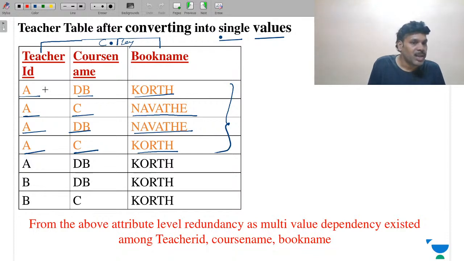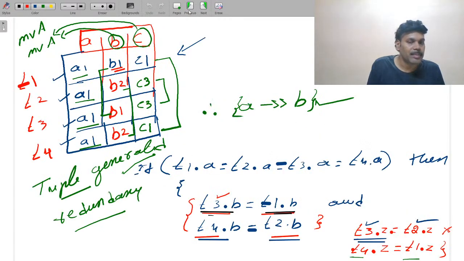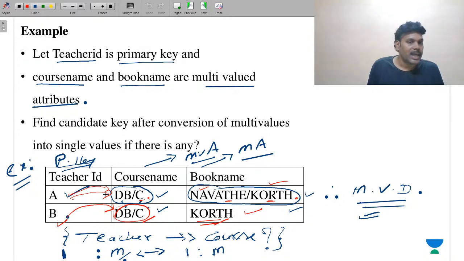A DB Korth ones, A DB Navathe ones. Please observe, let me go back. A DB Korth ones, A DB Navathe ones. One more: A C Navathe ones, A C Korth ones.